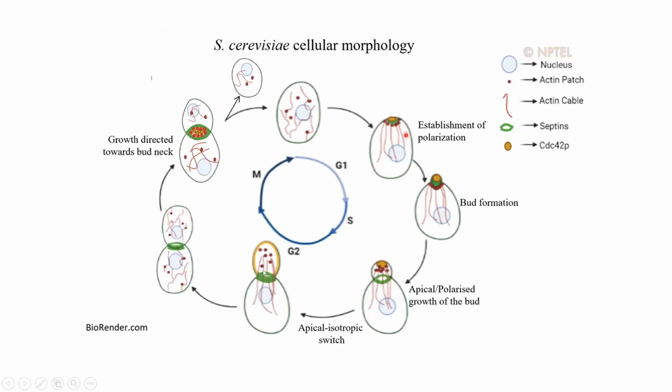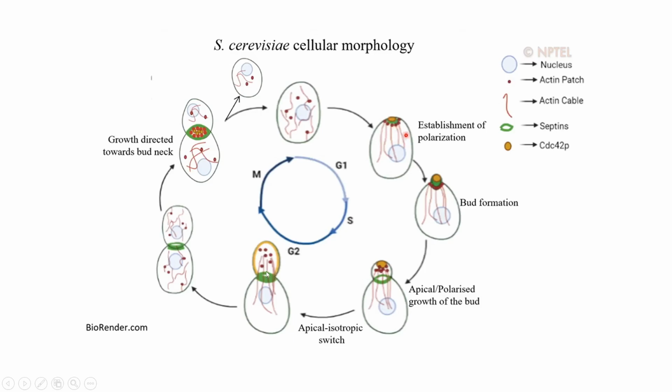This septin ring helps in the release of the bud from the parent cell, the release of the daughter cell from the parent cell. The green portion you can see is the septin ring. In the initial stage there was CDC42 at the apical portion of the daughter cell, but now in the G2 phase, CDC42, the yellow portion you can see, is present in the periphery overall.